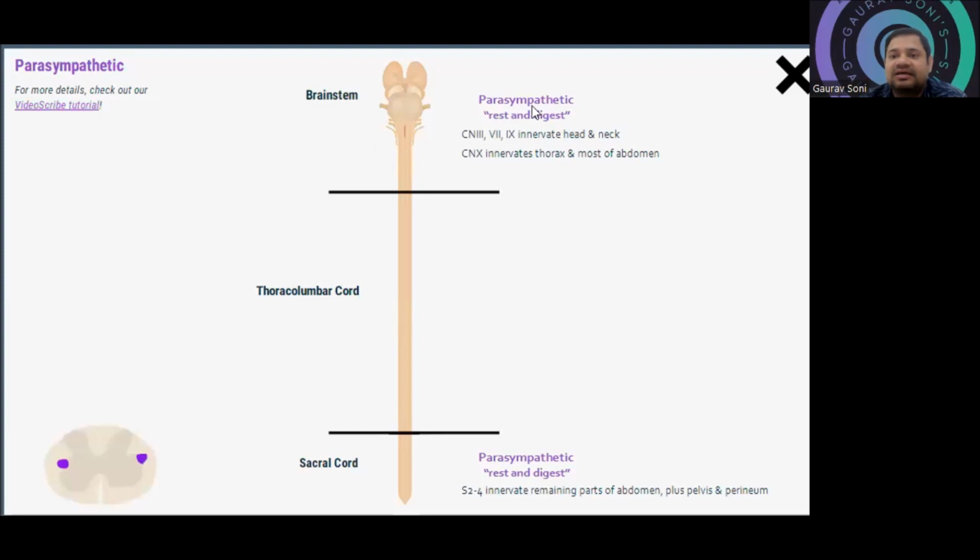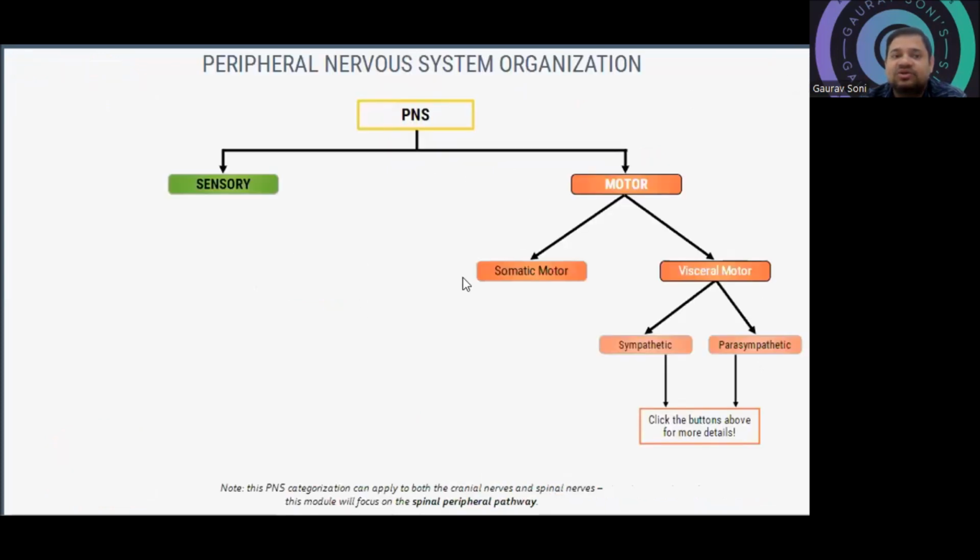Parasympathetic is rest and digest. Cranial nerves 3, 7, 9 innervate the head and neck, and 10 innervates the thorax and most of the abdomen. Then this is how it is going to happen. Parasympathetic will innervate the remaining part of the abdomen plus pelvis plus perineum. So this is the total organization of the peripheral nervous system.